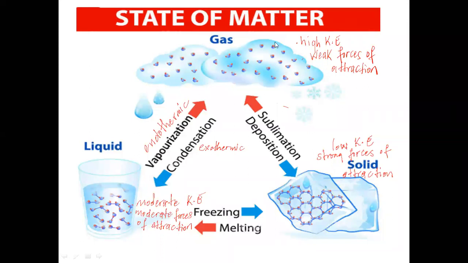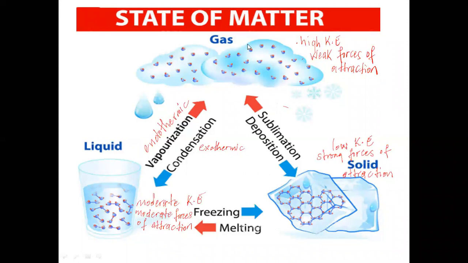Now, because of the differences in the kinetic energy and the forces of attraction in the various states, those two factors have to be addressed whenever we are changing state. So as we see, if we are changing from a gas to a liquid, we have to decrease the kinetic energy because the gases have high kinetic energy. The liquids have a moderate kinetic energy, so therefore the energy has to be decreased. Secondly, gases have weak forces of attraction, whereas liquids have moderate forces of attraction. That means that you are trying to make stronger forces of attraction for your liquid.